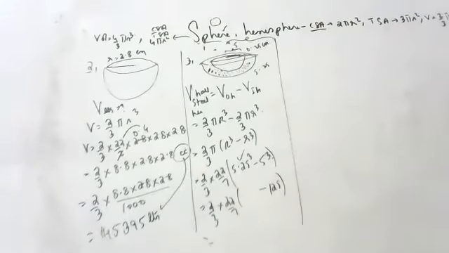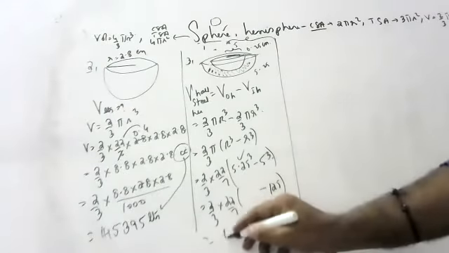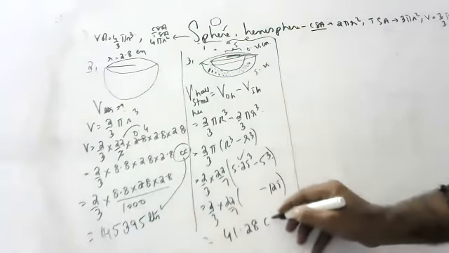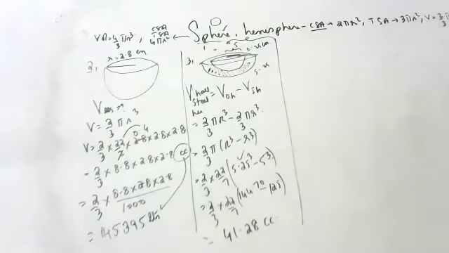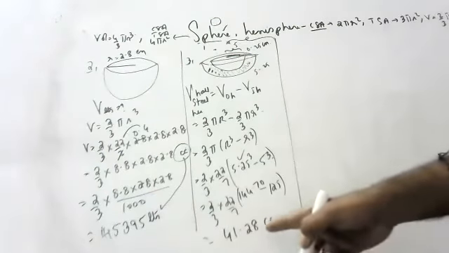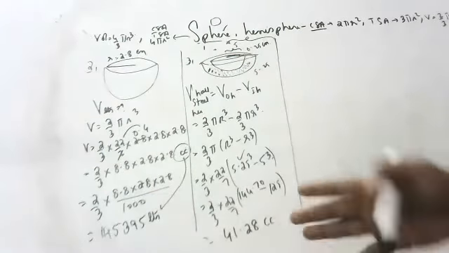So the answer is turning out to be... You have to practice this because in the exam one or two such questions will come. 5.25 cube is 144.70. Correct? Okay, so the answer is 41.28 cc. If someone asks you in liters, divide by 1000.